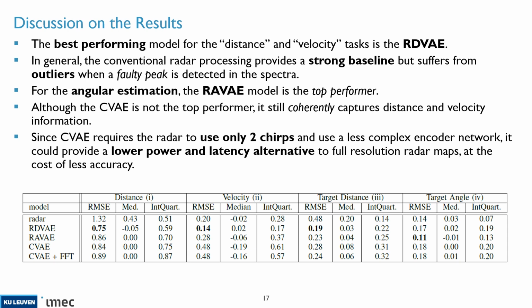Finally, we also remarked on this table that even though the CVAE, meaning the VAE acting on the successively emitted 2 chirps, was not the top performer, of course, it still coherently captured distance and velocity information with lower mean square error compared to the conventional radar pipeline in the distance regression tasks. This was again despite using only 2 consecutive chirps. Therefore, since the CVAE setup requires the radar to use only 2 consecutive chirps, it could constitute a lower power and latency alternative to the acquisition of full resolution radar maps, at the cost, of course, of less accuracy.